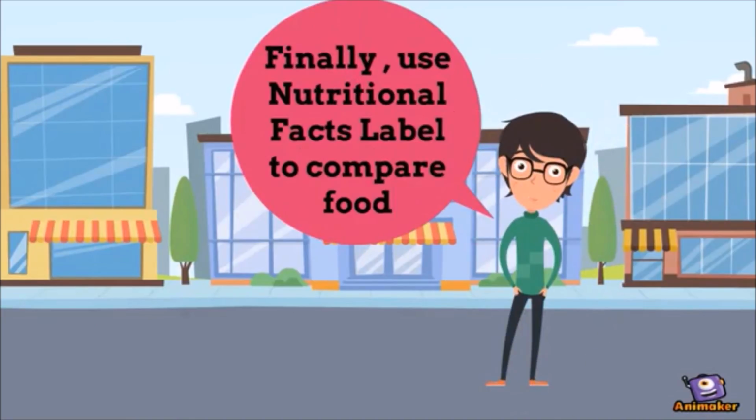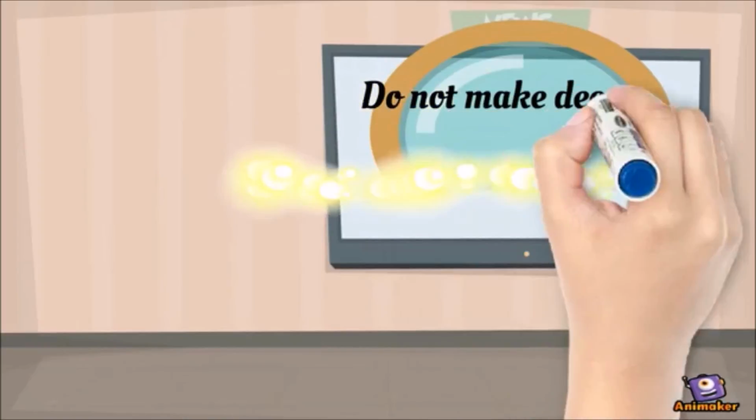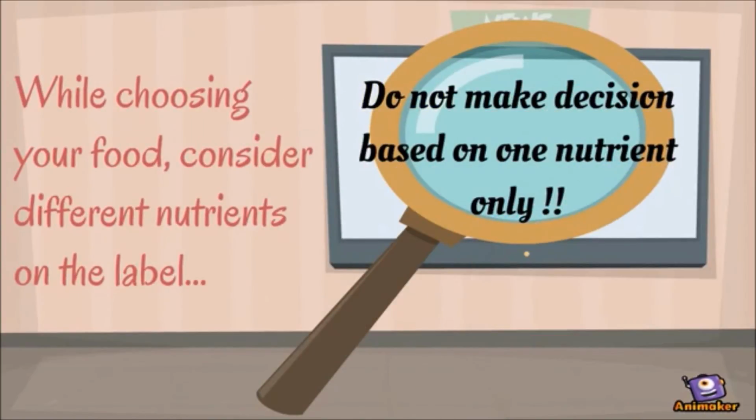Finally, use the nutritional facts label to compare food. Use 100 gram or 100 milliliter as the standard for comparison. While choosing your food, consider different nutrients on the label. Do not make decisions based on only one nutrient.